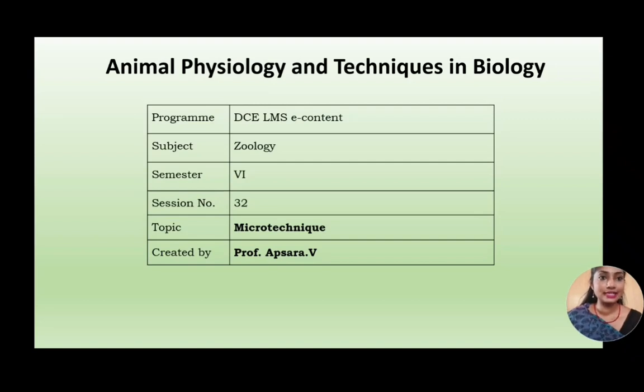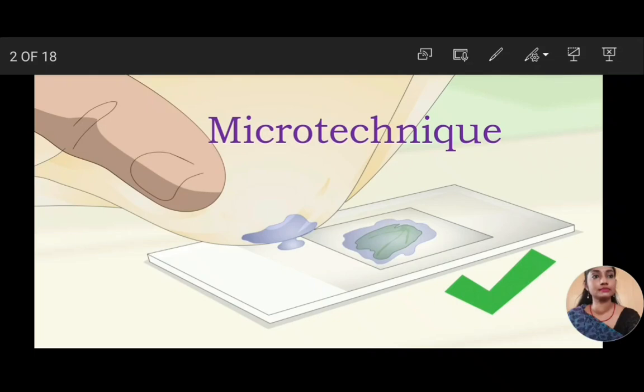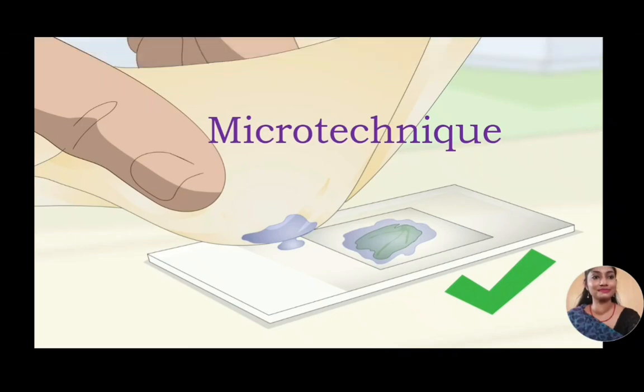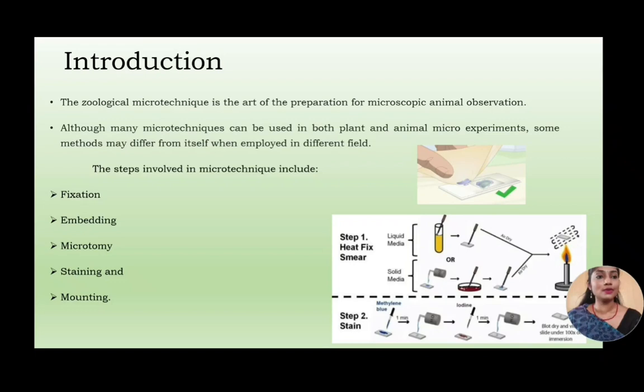In today's session, let us learn about microtechnique. What is microtechnique? Microtechnique is the art of preparation for microscopic animal observation. This microtechnique is not just used in zoology but also in botany and microbiology. And this microtechnique consists of 5 major steps. They are fixation, embedding, microtomy, staining and finally mounting.